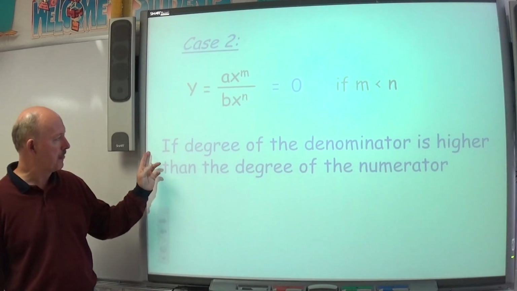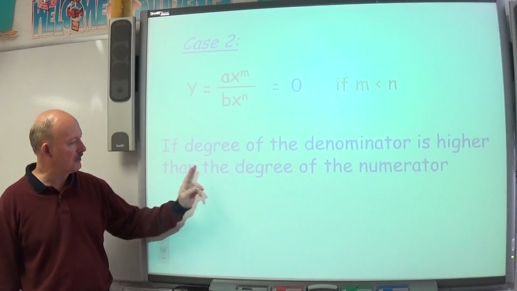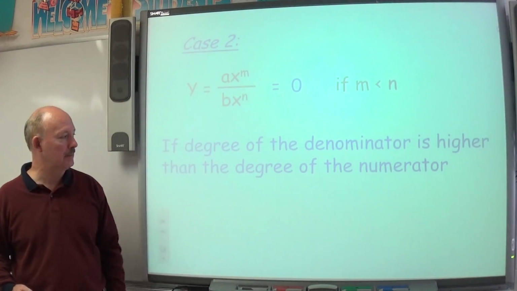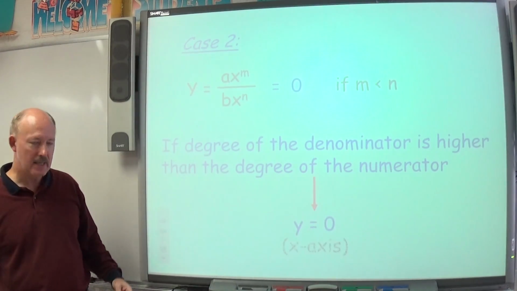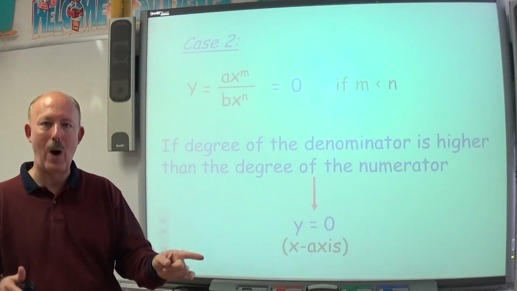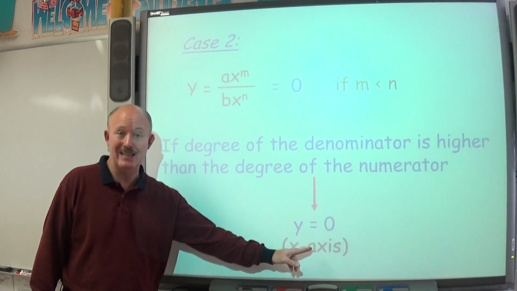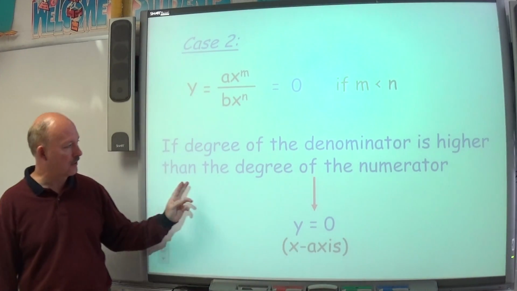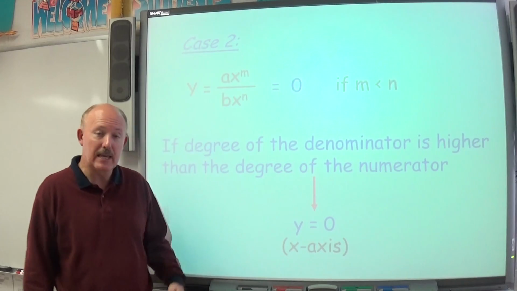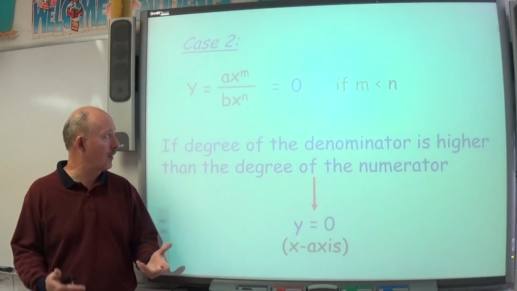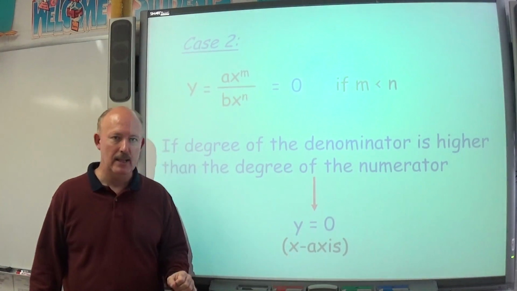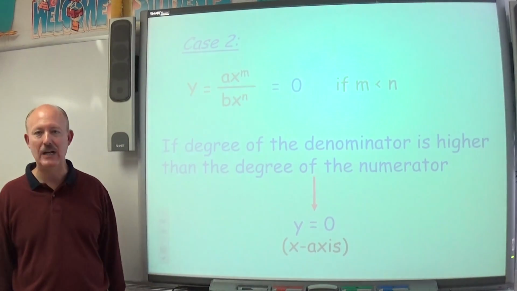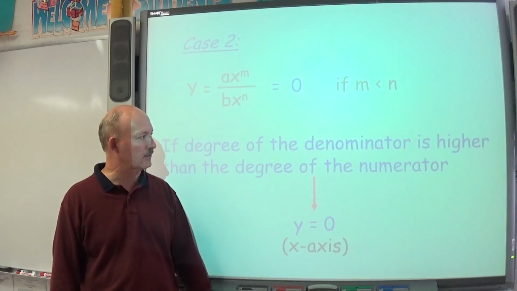So as you look at this, if the degree of the denominator is higher than the degree of the numerator, so if n is bigger than m, that indicates that the horizontal asymptote will be y equals 0. The line y equals 0, which is the x-axis. So that's simply the x-axis. If that's the case, then just by looking at that rational function, you should be able to recognize that the equation for the horizontal asymptote should be y equals 0, which is simply the x-axis.